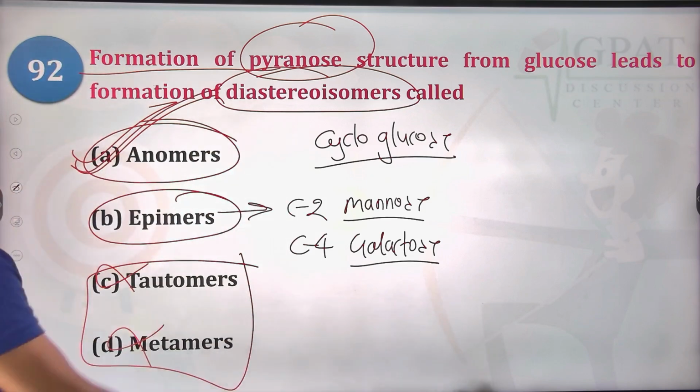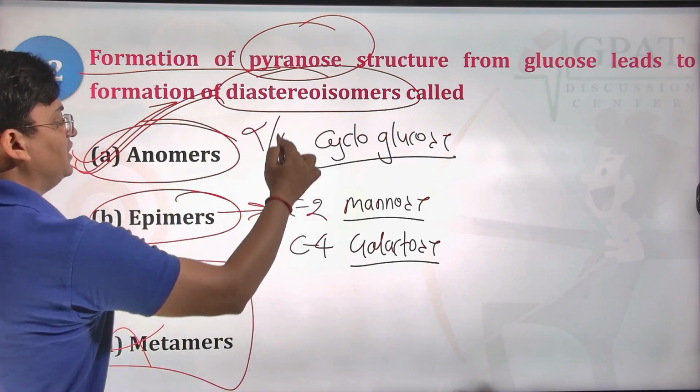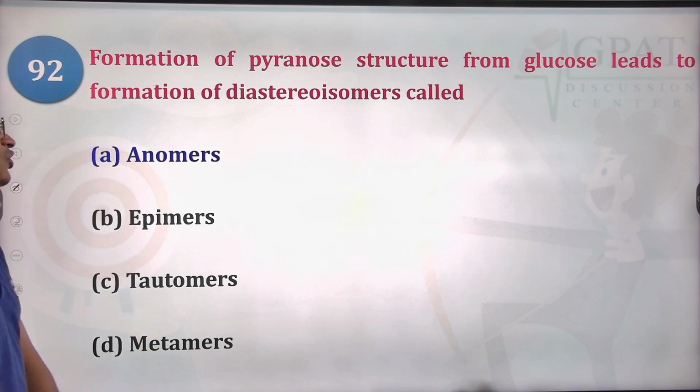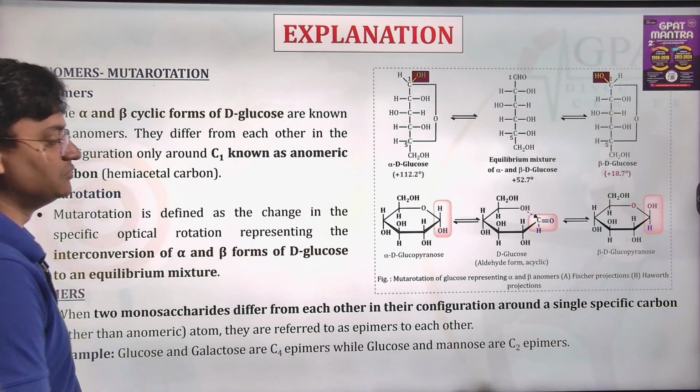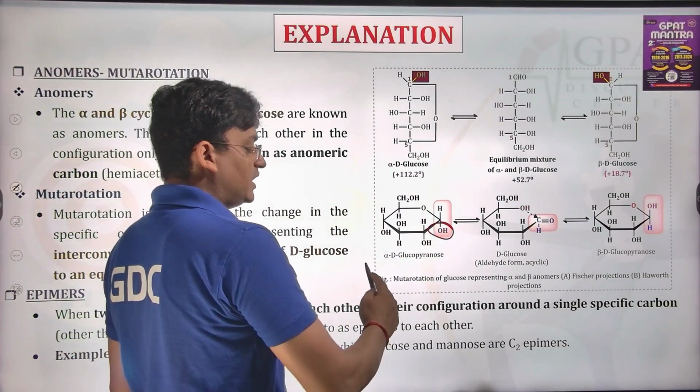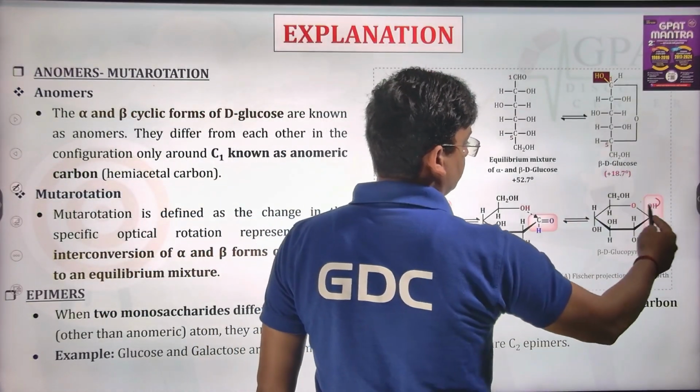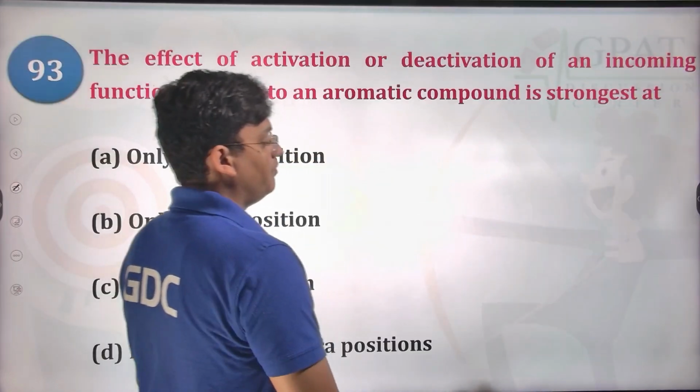So yes, anomers, that is alpha and beta forms. Alpha and beta anomers is the right answer. They will be having alpha and beta forms. If OH is present on the downward side, it's alpha. If OH is on the upward side, that will be the beta form.